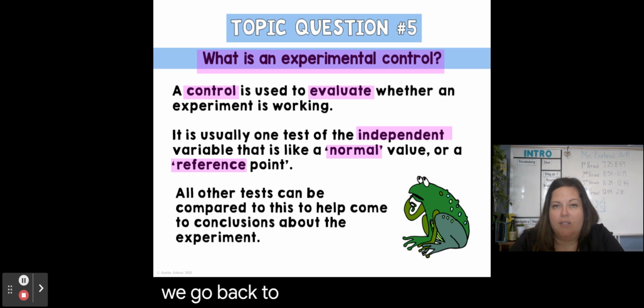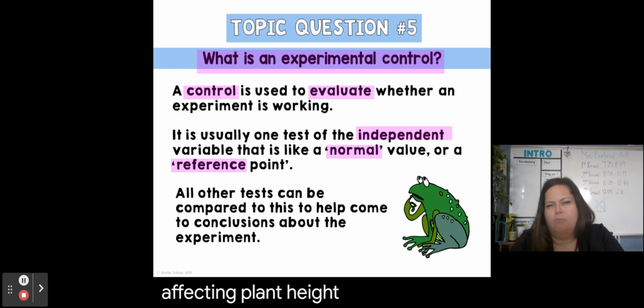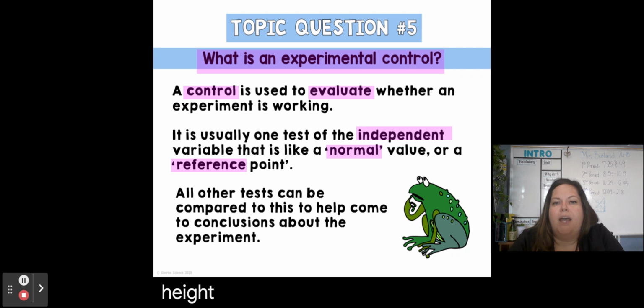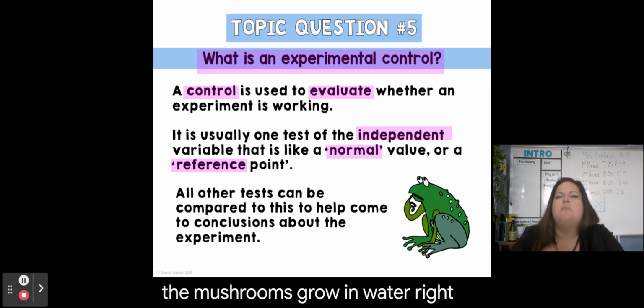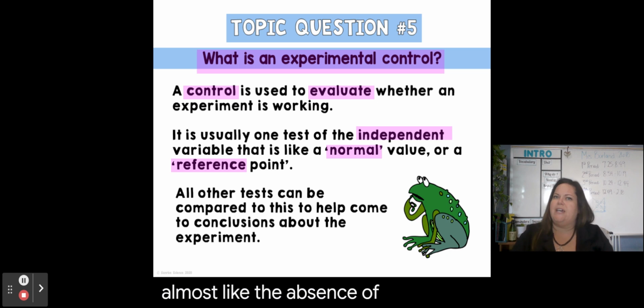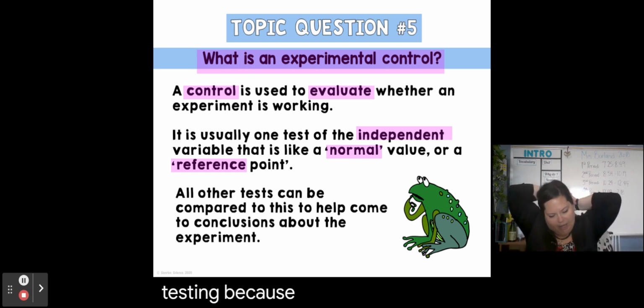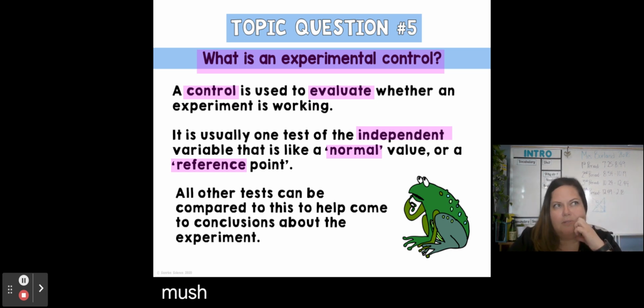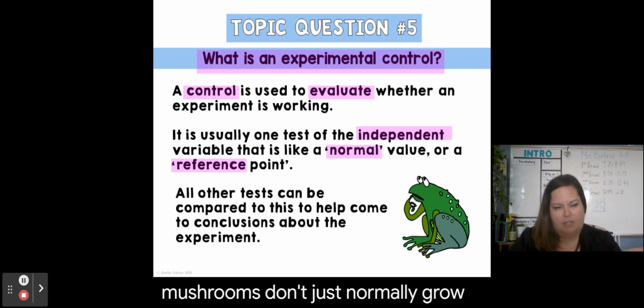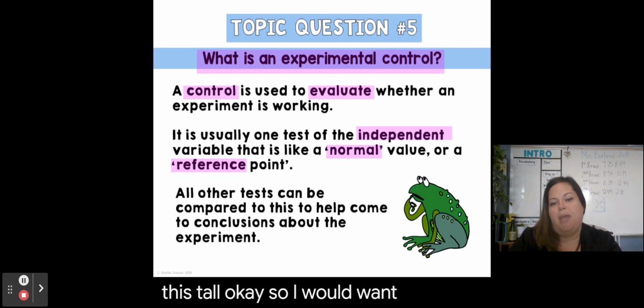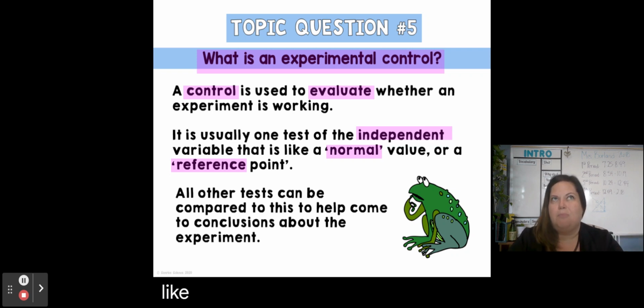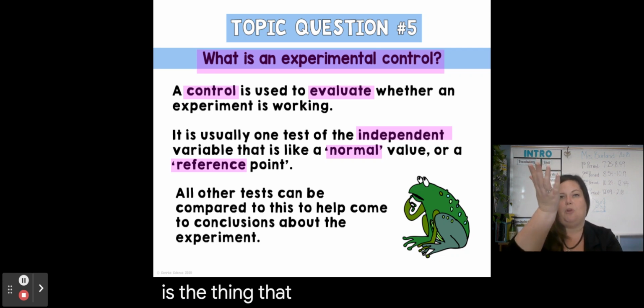So if we go back to the type of fertilizer affecting plant height or mushroom height, my control would be how high the mushrooms grow in water, right? It's almost like the absence of what we're testing. Because how do I know that mushrooms don't just normally grow this tall? Okay, so I would want to compare it to a situation where that variable is gone. So again, it would be like comparing it to how they grew in water. So then I know that the fertilizer is the thing that made them grow taller. Okay.